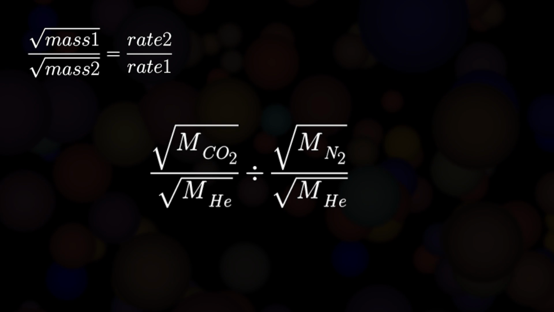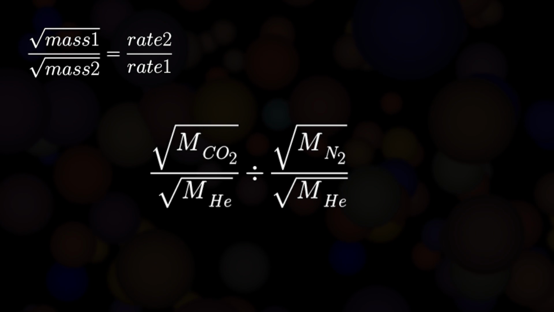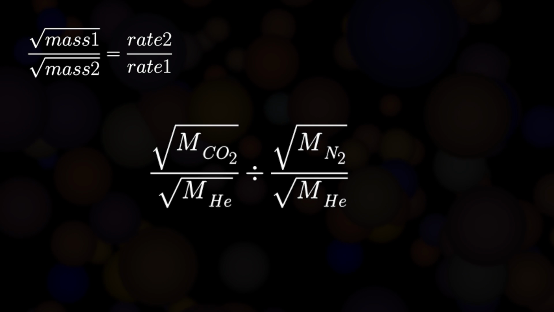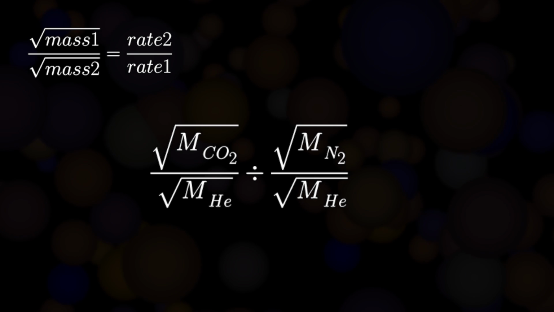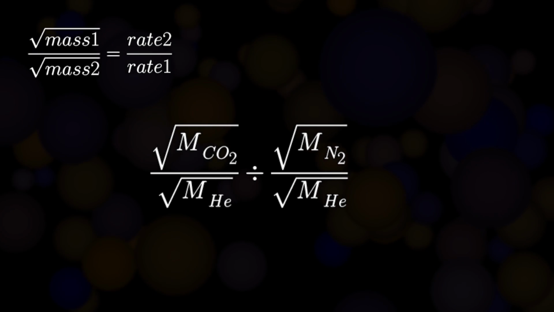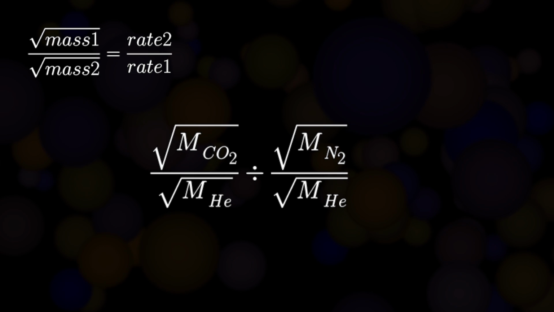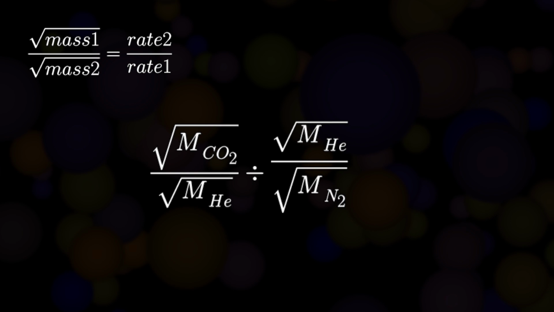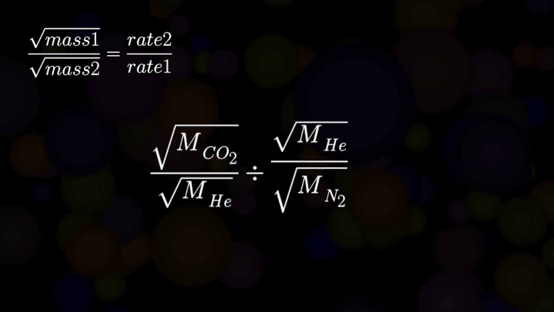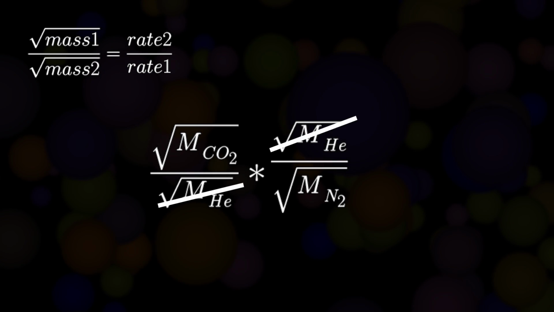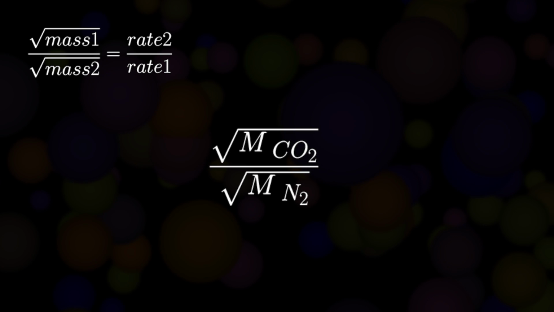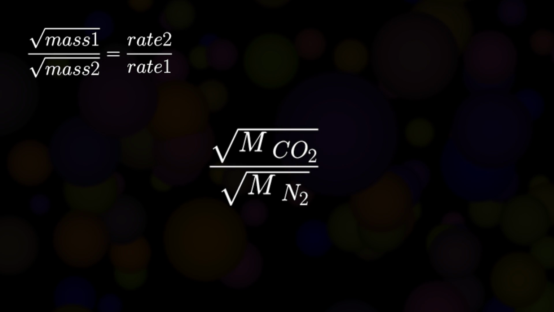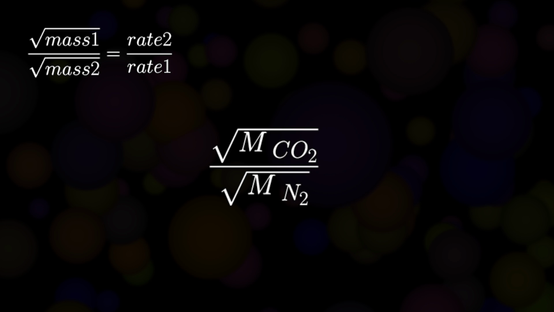So the carbon dioxide molar ratio to the helium is divided by the diatomic nitrogen molar mass ratio to helium. Now, using the reciprocal rule for fractions, where dividing is the same as multiplying by the reciprocal, I can flip this one and change this to multiplication. Now the heliums cancel and I'm left with the molar ratio between carbon dioxide and diatomic nitrogen.